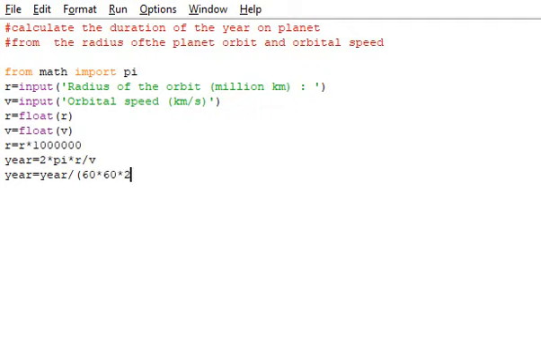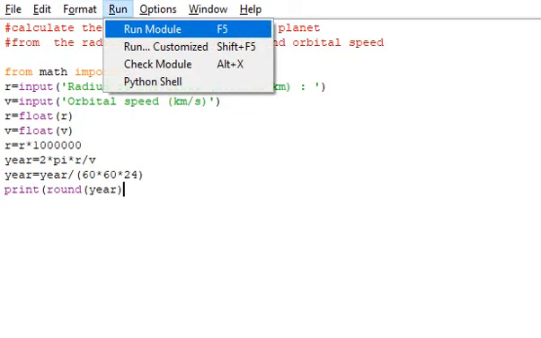So I have to then print the year, round it off. So let's try to run it and see what the results are going to be.